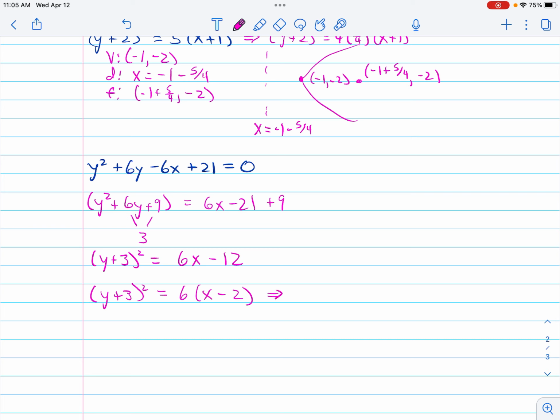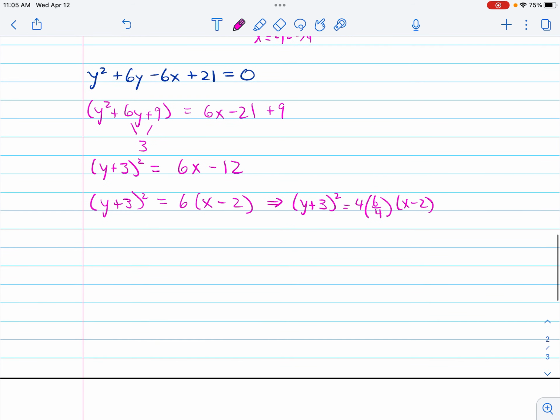Now, that's not exactly what I want. I want 4 times something. It's got to be 4p. So I'm going to do this. I'm going to do 6 over 4 times 4. Like that.